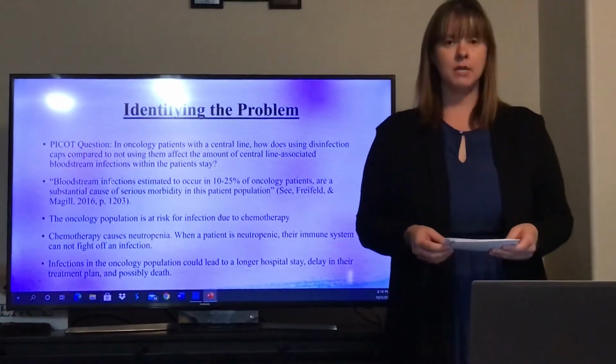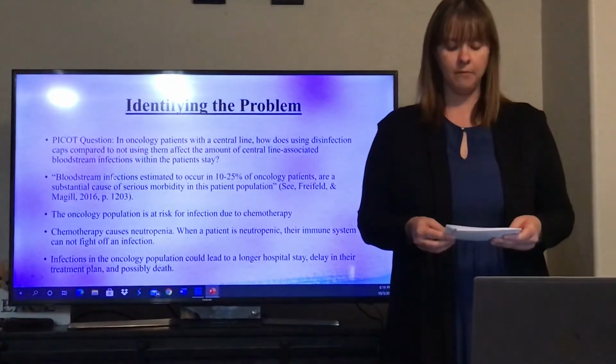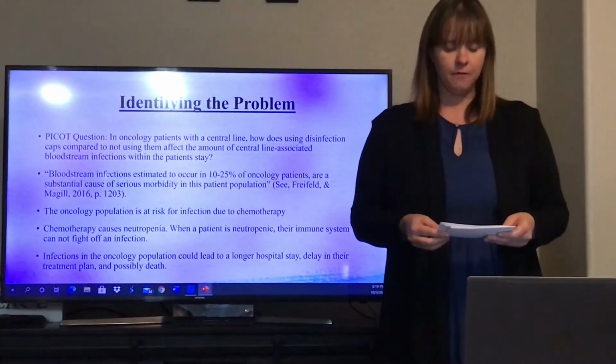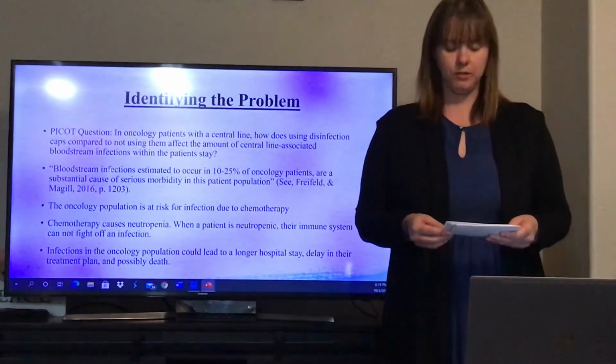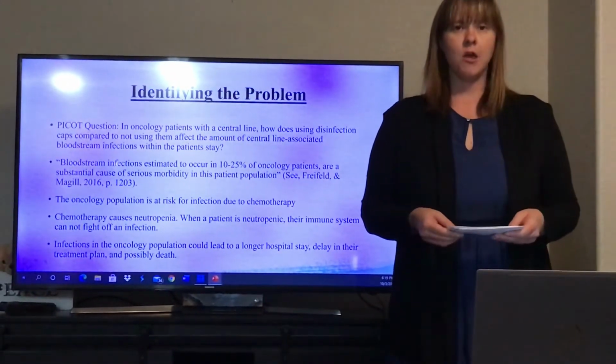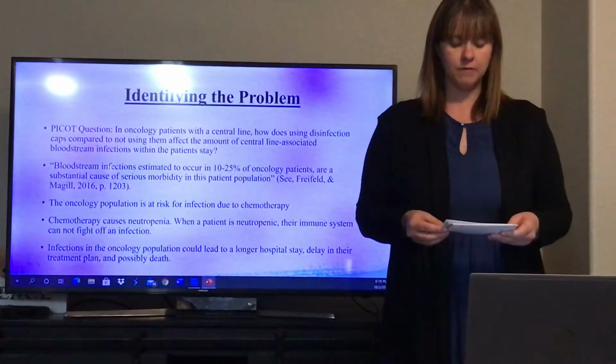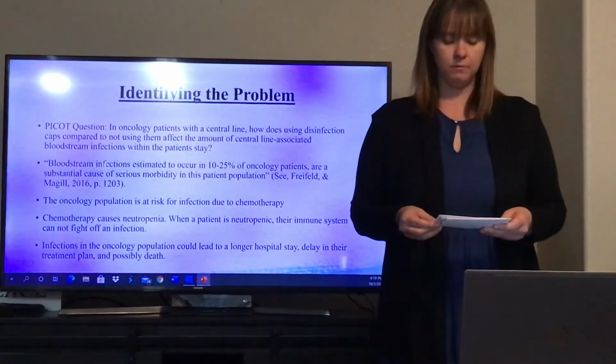According to Isaac C., Allison Freefield, and Shelley Magel, bloodstream infections are estimated to occur in 10 to 25% of oncology patients. They are a substantial cause of serious morbidity in this patient population.